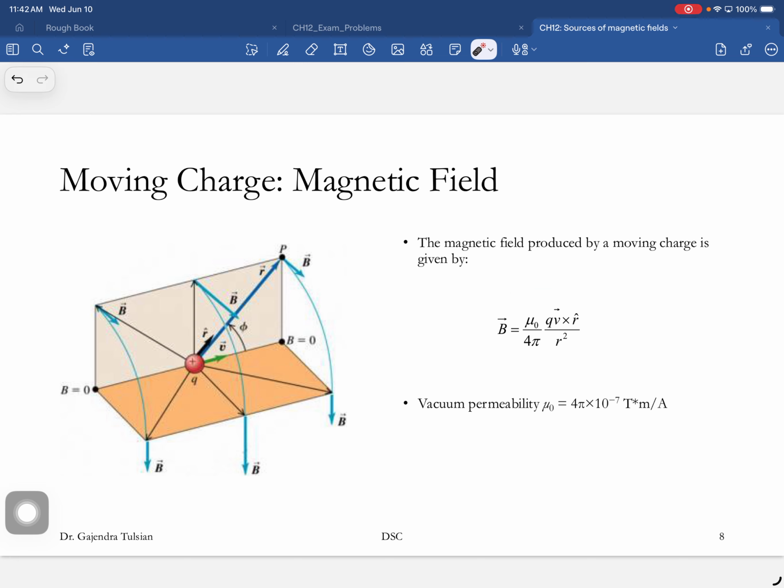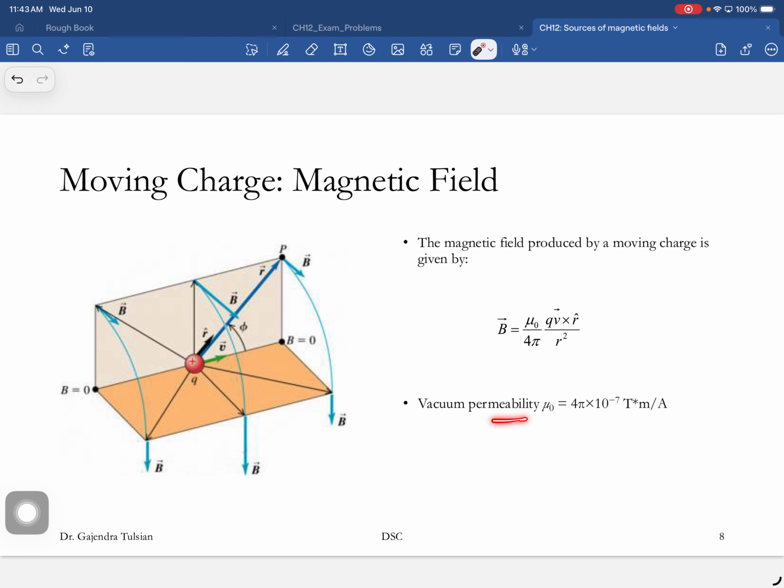So here is the charge moving at constant velocity. It's moving in this direction. The r hat vector, if you're trying to find the field at this point, r hat is a unit vector pointing at that point. Here's the velocity vector, and the angle between the velocity vector and the r hat vector is that. The magnetic field is given by mu naught.